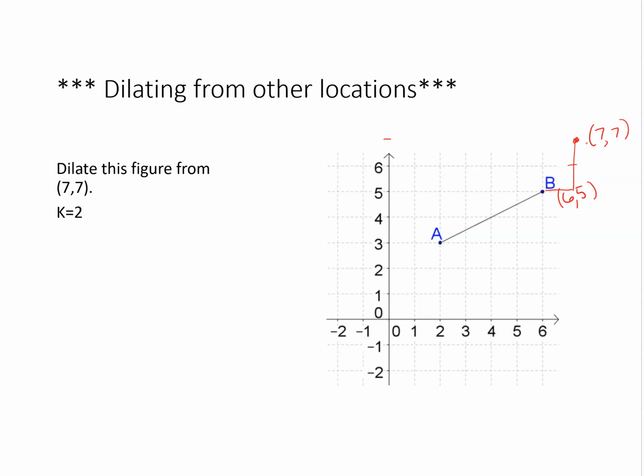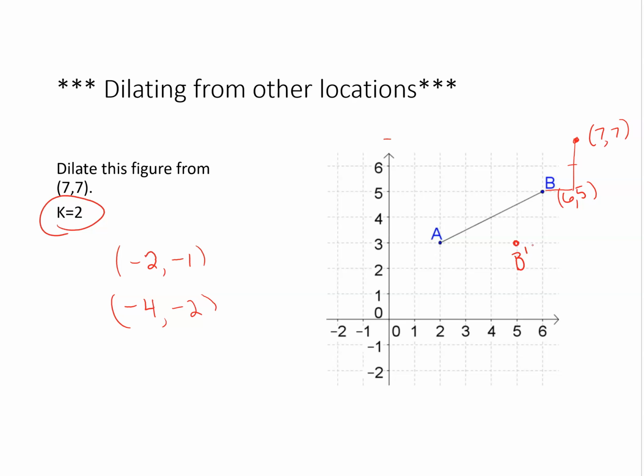Or you could say that to get from the point of origin to B, we have to go down 2 and over 1. Well, we want to go twice that far. So instead of going down 2, over 1 to the left, we want to go down 4, over 2. So I want to go 1, 2, 3, 4 over 1, 2. That's going to put me right here.